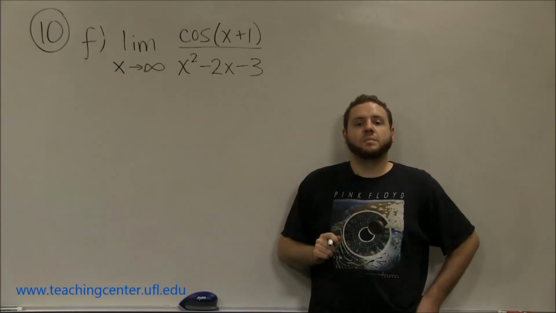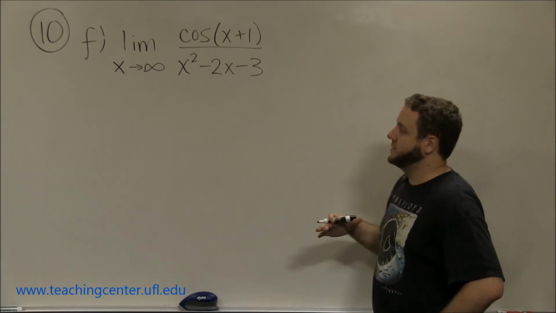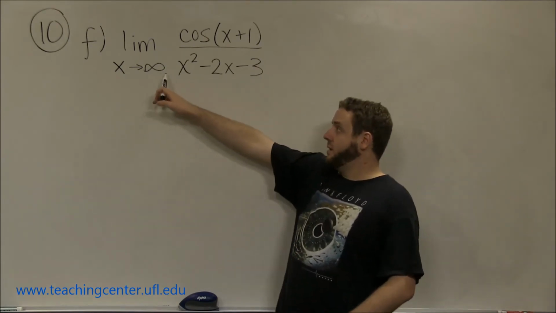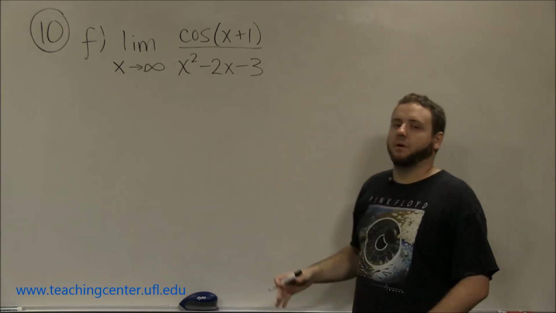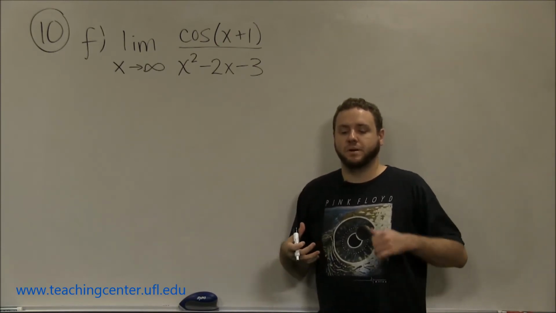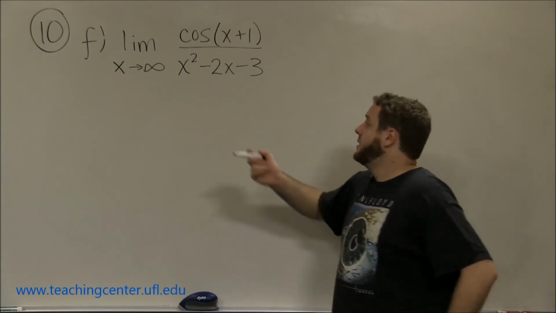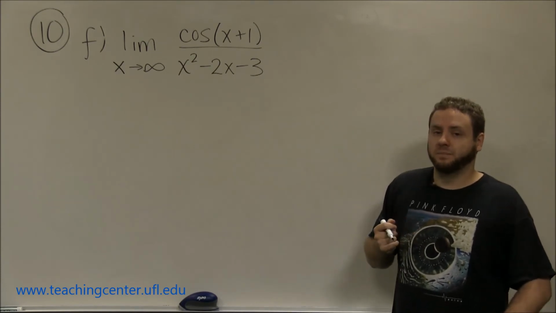And our last problem, problem number 10, is another trig limit, but this one's going to look very different than the last couple because first of all, we have a limit that's going to infinity. And we also have a trig function divided by a polynomial. Now we had this in the last problem in part E, but that's where the limit was going to a finite number. Now we have an infinite limit. So this is going to change how we have to approach this problem.